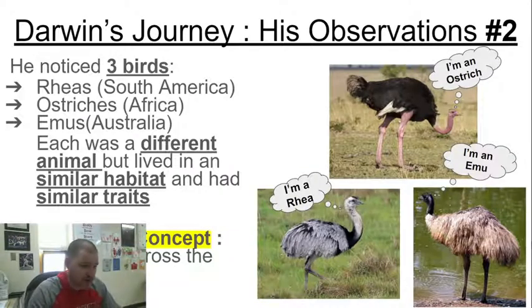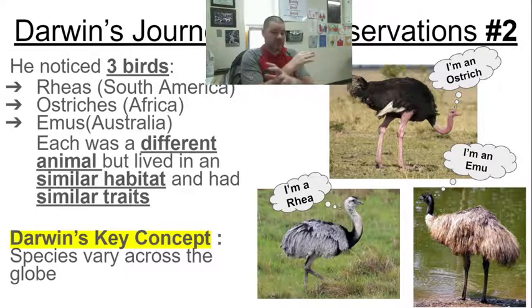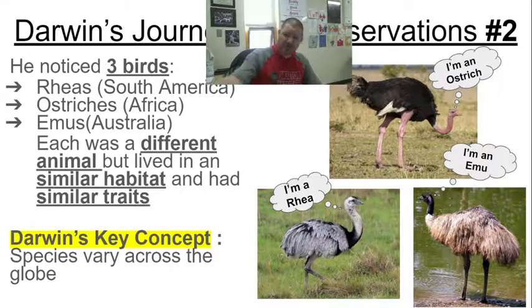The second thing that he noticed, and I'm going to have to move myself again here, maybe I'll go right up here in the middle, is that he saw 3 weird birds on his journey. He saw rheas, which are right below me now, from South America. He saw ostriches from Africa, and he saw emus from Australia. These birds were very unique in that they're all big birds that don't really fly and have long legs and long necks. They have a lot of similar traits to each other, but they're clearly different birds. They've got different feathers, different coloration, but they have the same general structure.